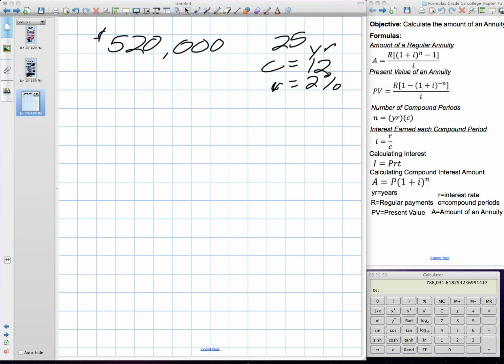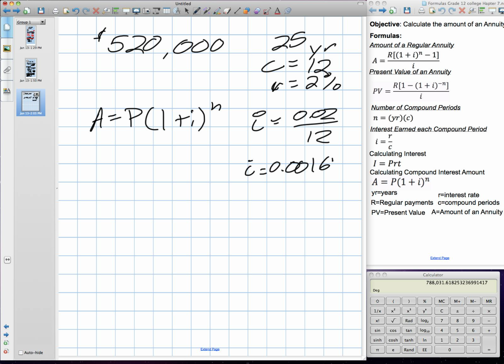Okay, so to quickly make sense of this, remember they said they'd give us $520,000? Let's say we took it. In 25 years, let's see what this amount would be worth. So we would plug it into this formula here, I and n. Again, our I is going to be 0.02 divided by 12, which was 0.00167. Our years is 25 years, and it's compounded monthly, so 12 times, we get 300.